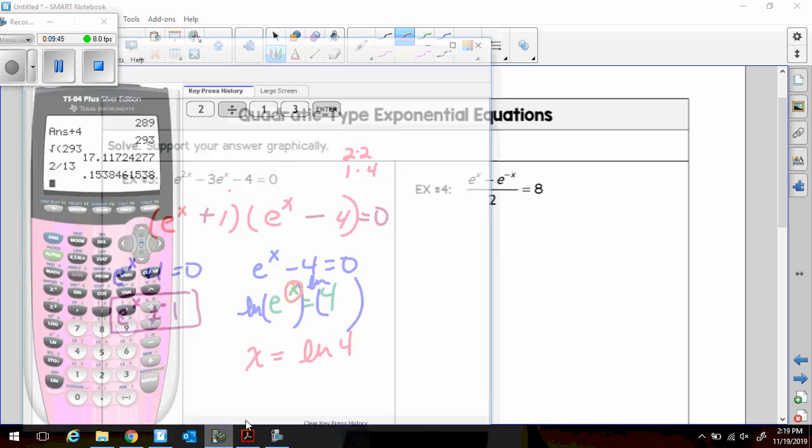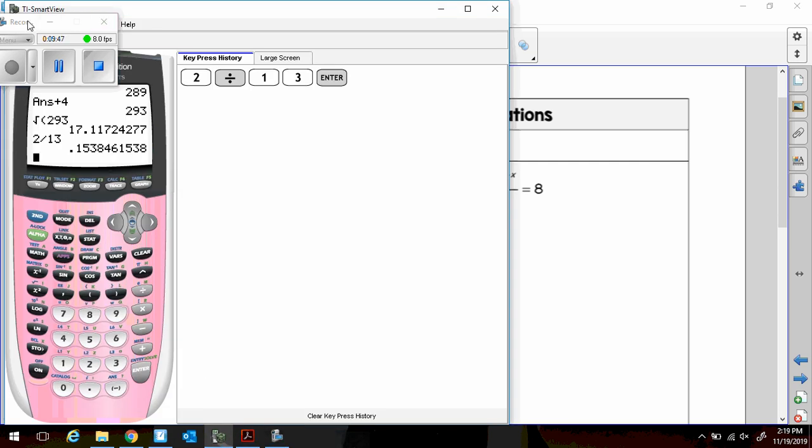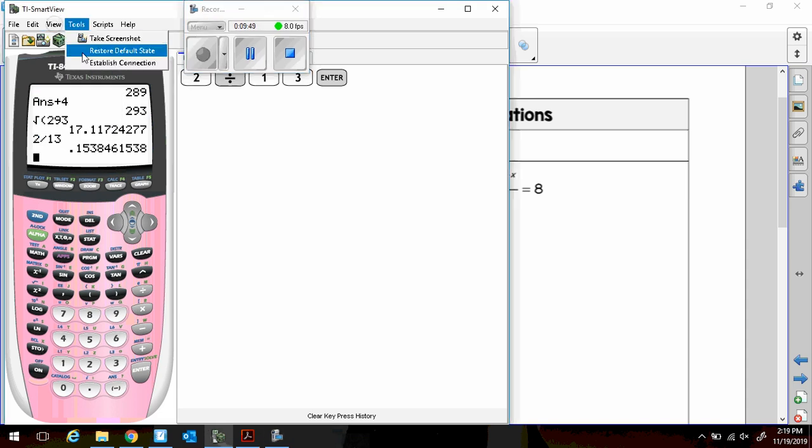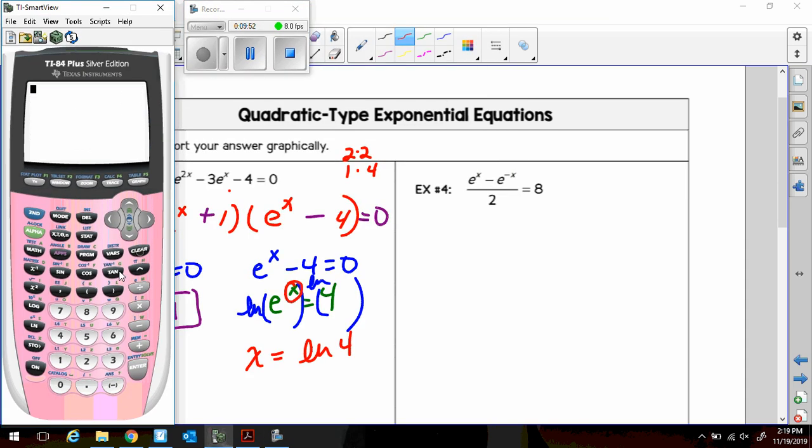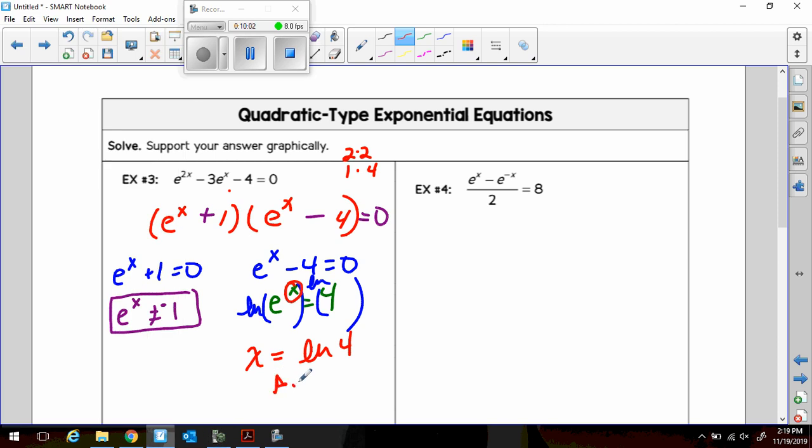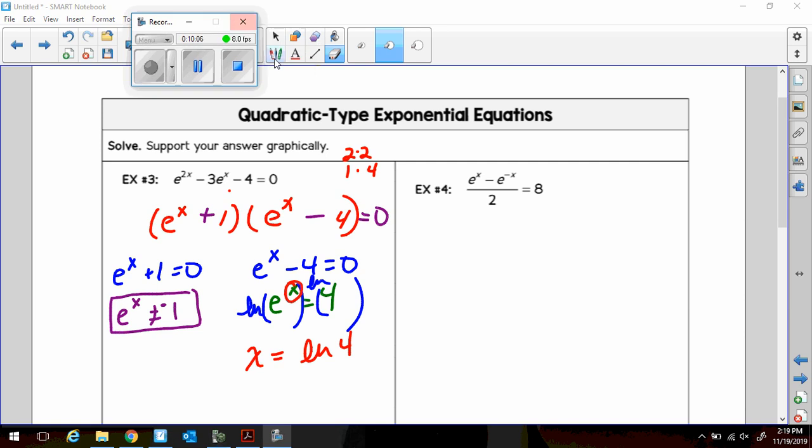So we're going to go back to our calculator, and I'm going to put in natural log of 4 into it, and I get 1.38. Okay, x equals 1.38.